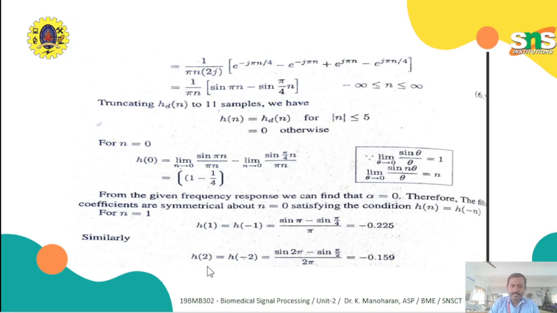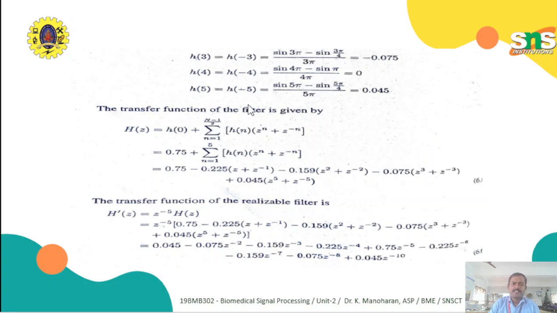We can do the same thing for h of 2. So h of 2 equals h of minus 2 equals sin 2 pi minus sin pi by 2, divided by 2 pi. So this is minus 0.159. Similarly, we can compute it for h of 3, 4, 5. So these are the values for h of 3, 4, 5.